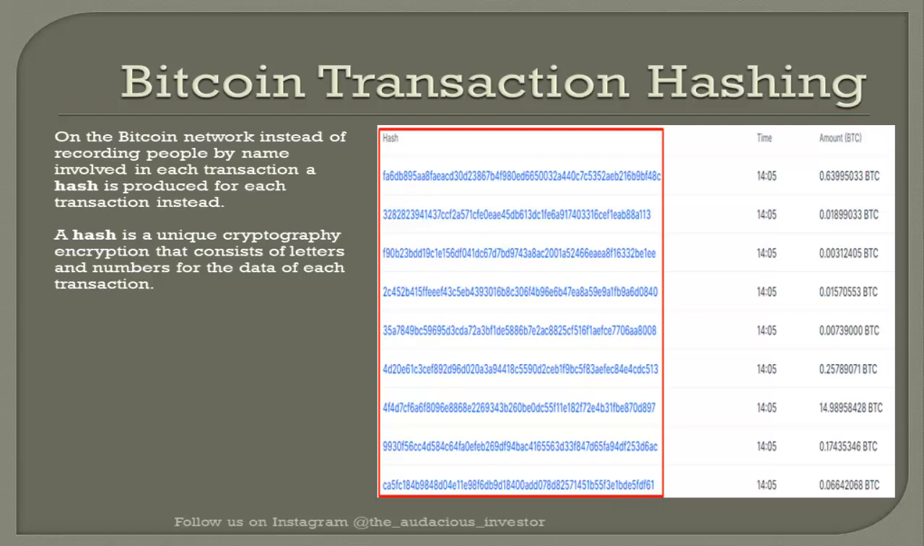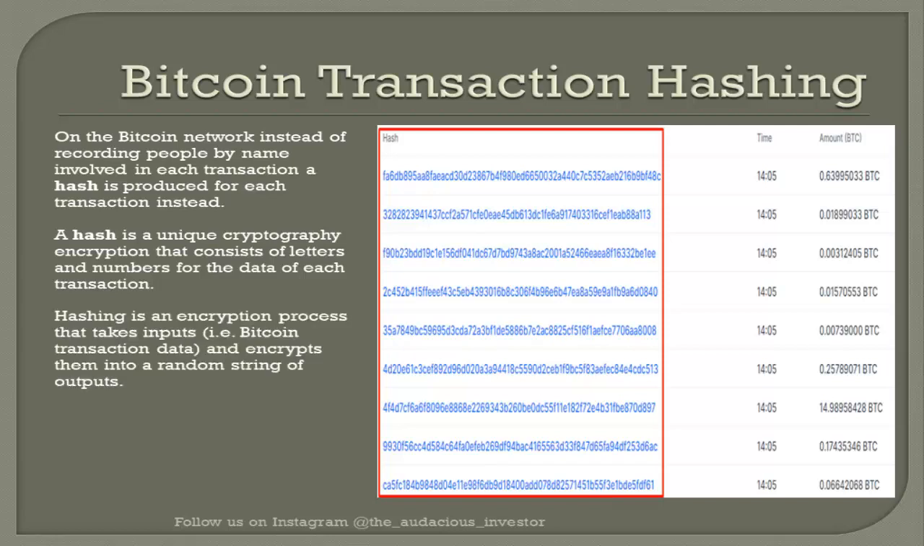This is how the transactions are protected, through hashing. Hashing is an encryption process that takes inputs and encrypts them into a random string of outputs. The inputs could be the Bitcoin transaction data, for example, John sending payment to Sally. The amount that was sent, the time that it was sent, the fees, all that information is the input. And then the hash encrypts them into a random string of outputs, and it protects this data from being altered.